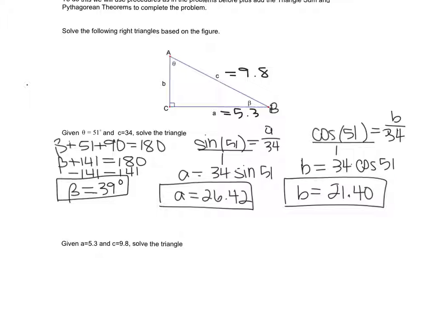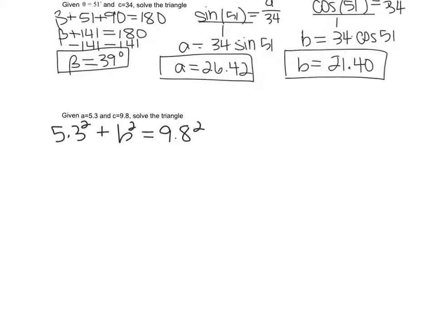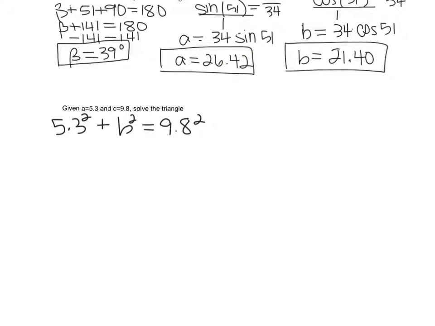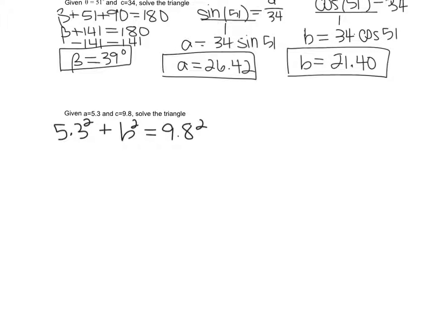We're given 2 out of the 3 sides in a right triangle, so the way we solve for the missing third side is the Pythagorean theorem. So we're going to have 5.3 squared plus B squared equals 9.8 squared. So when we square 5.3, we end up with 28.09 plus B squared equals 96.04.